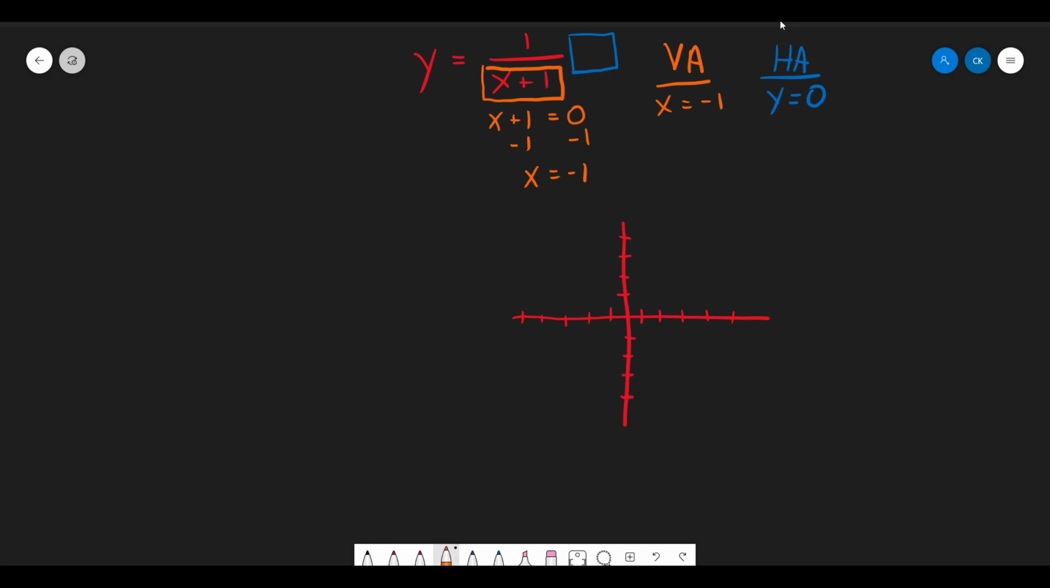So I'm going to take the vertical asymptote of x equals negative 1. So I go to x equals negative 1 right here, and I create a vertical line up and down. Then I go to where y equals 0, and I create a horizontal line.